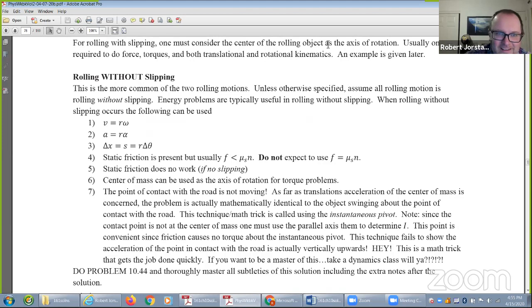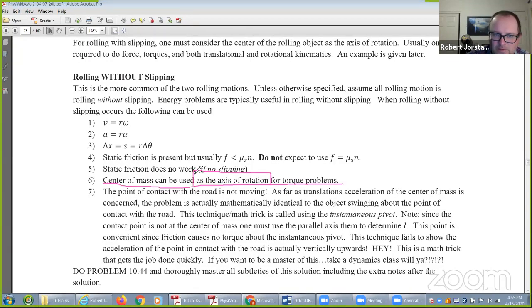All right, so bullet 7 is the crux here. You can always use the center of mass as the axis of rotation and do a torque problem. And I'll explain why this is challenging in a minute. It turns out bullet 7, conceptually speaking, is much harder to understand, but much easier to compute. So we're going to use this trick, and I will show it to you in a minute. If you're wondering what I'm talking about, don't worry.